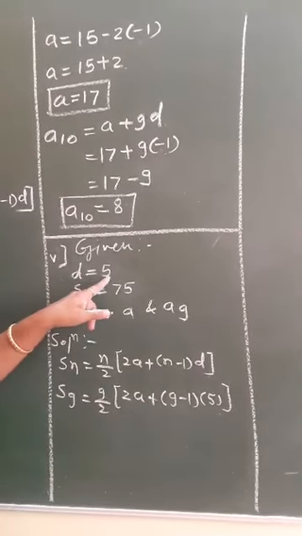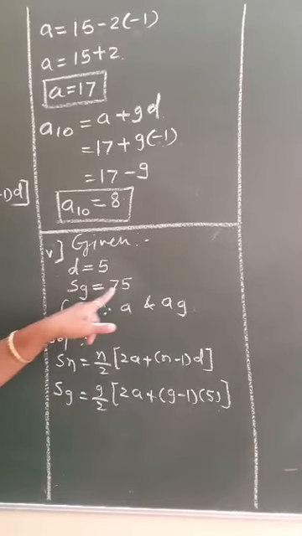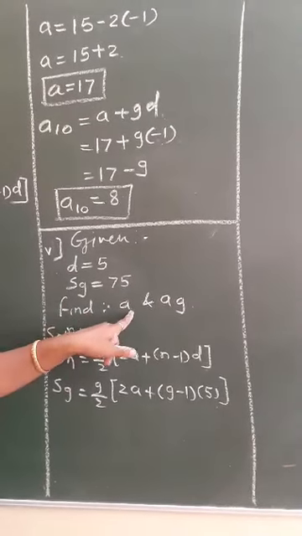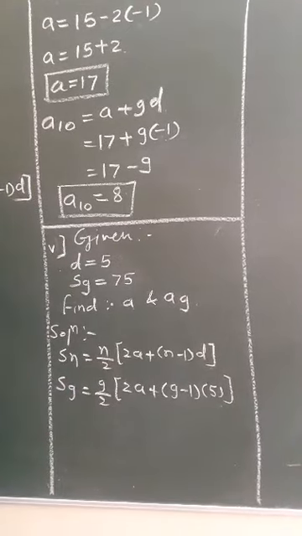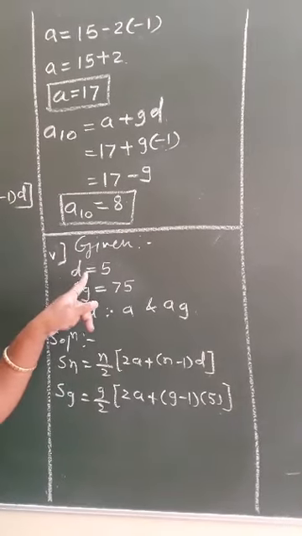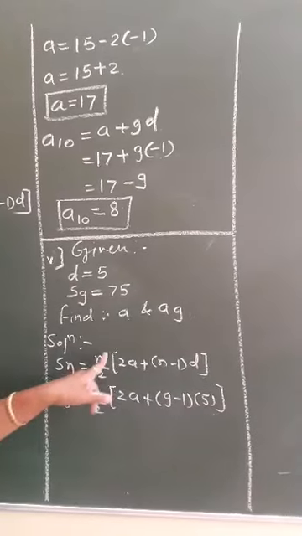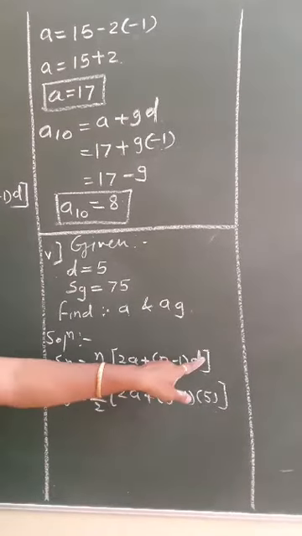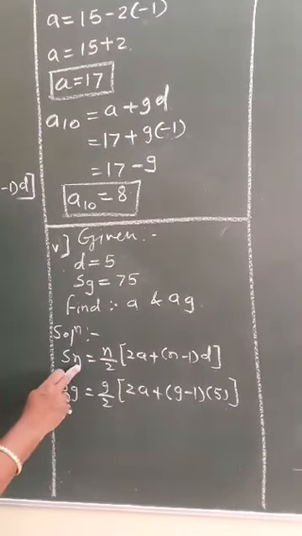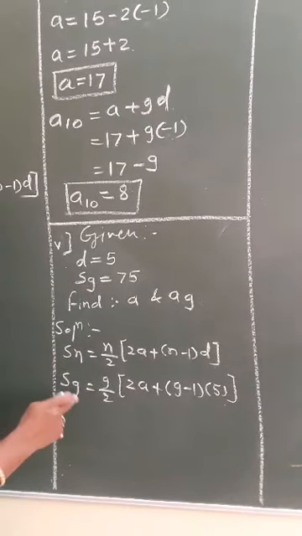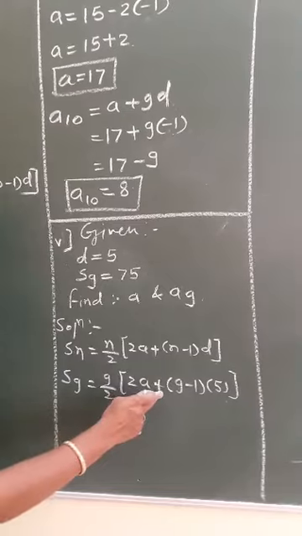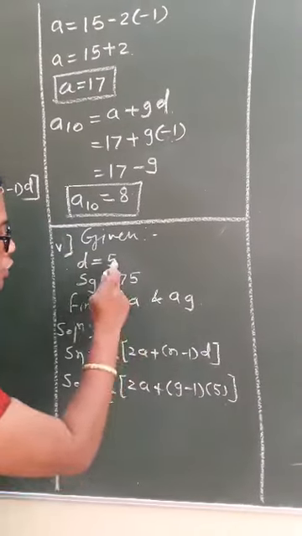Fifth, D given 5, S9 given 75. We have to find the value of A and A9. So the Sn formula we will write here, because from the Sn only we will get it. Sn is equal to n by 2 [2A plus (n minus 1) into D]. We will substitute here n is equal to 9, because S9 they have given. S9 is equal to 9 by 2 [2A plus (9 minus 1) into D]. What is the value of D?